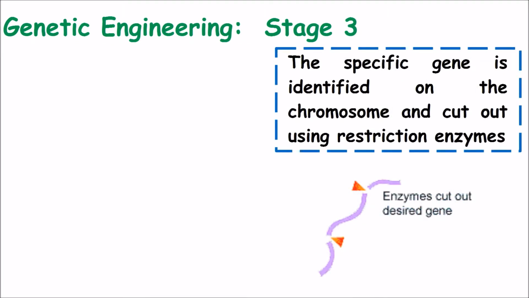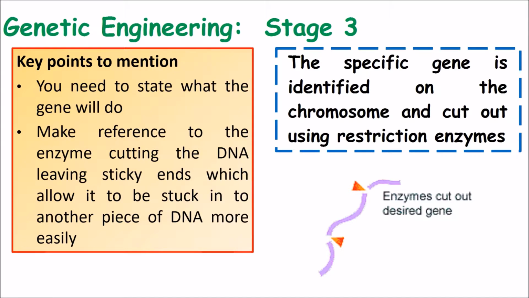Once you've extracted the DNA, the specific gene on that string of DNA needs to be identified and cut out using restriction enzymes. You may wish to state what the gene will do again, and for some exam boards you may need to make reference to the enzyme which is cutting the DNA, leaving sticky ends which allow the DNA piece that is cut out to be stuck into another piece of DNA more easily.